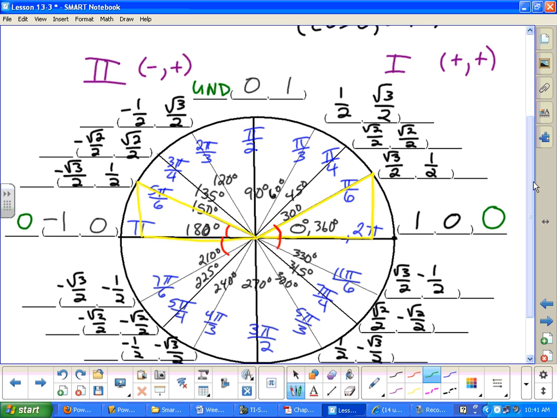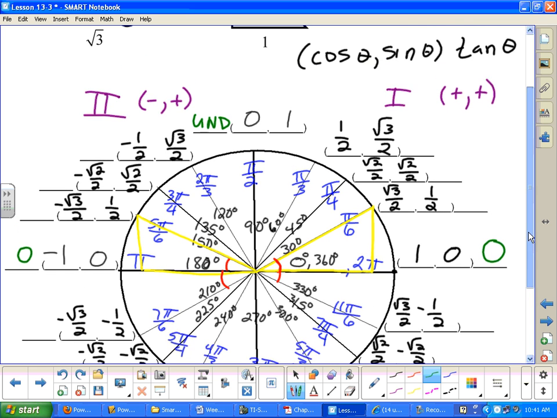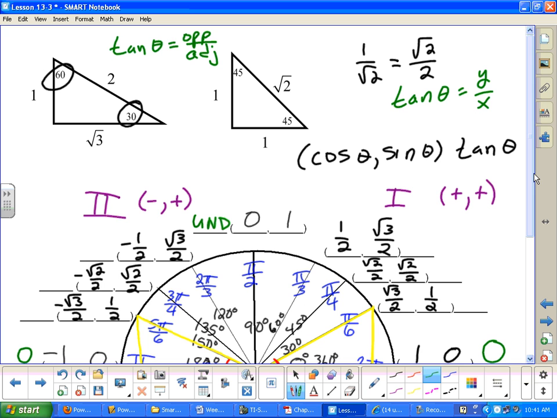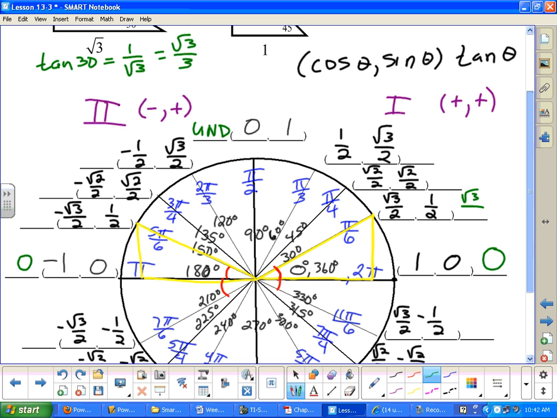Now, I can do y over x also in the first quadrant to find those numbers. Those are a little bit more difficult to work with. They're really not, but they are to a certain extent. So let's go back to our triangles. A 30-degree angle. Tangent is opposite over adjacent. So we get tangent of 30 is 1 over the square root of 3. What's that equal to? That's the square root of 3 over 3. You guys see that? Multiply numerator and denominator by square root of 3. So tangent at 30 is square root of 3 over 3.